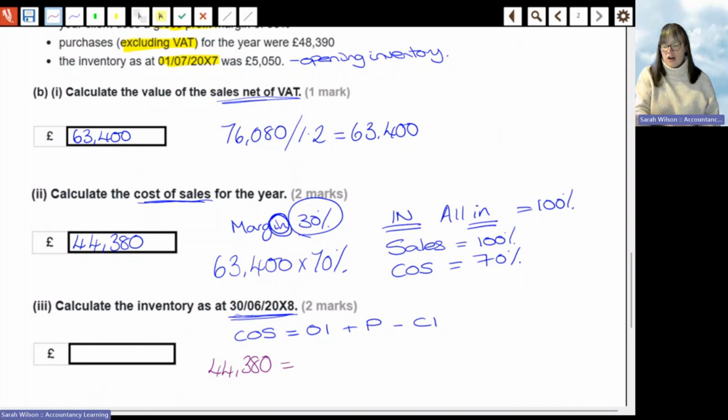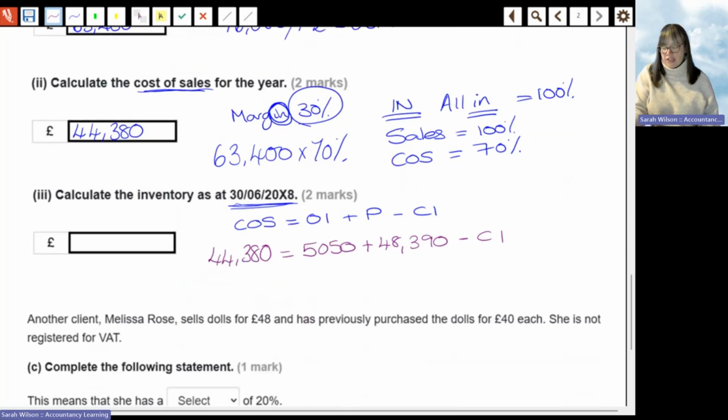The question tells us that our opening inventory was 5,050 and our purchases, and this is already excluding VAT, was 48,390, and then we would take off closing inventory. So the figure that we're finding is this one here. So now we're going to rearrange that formula. So remember, when you then put something on the opposite side of the equal sign, it changes the symbol that you're using. So the minus here, we're going to want to change to a plus. So we're going to move that to that side.